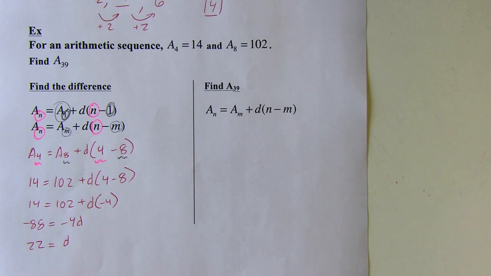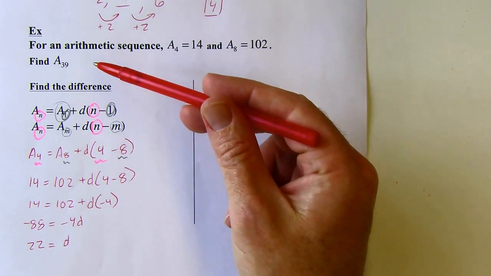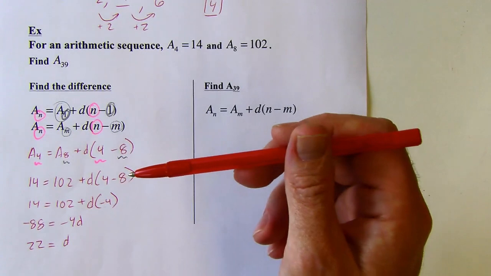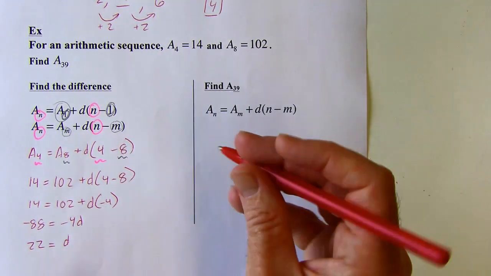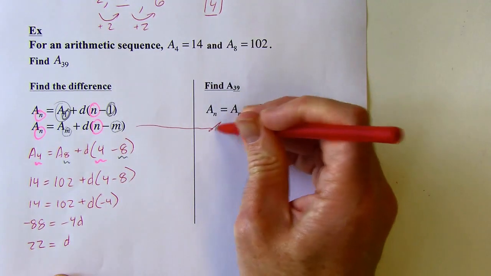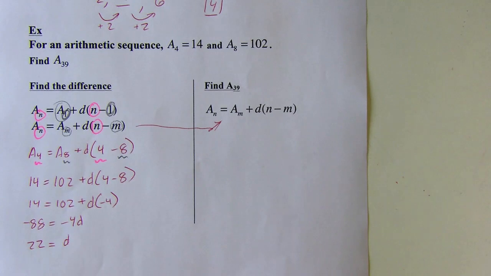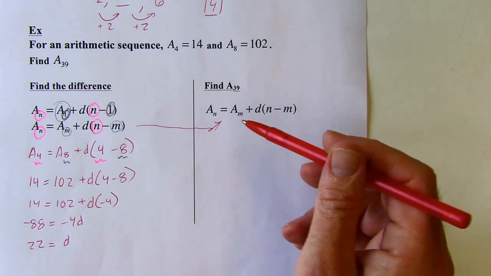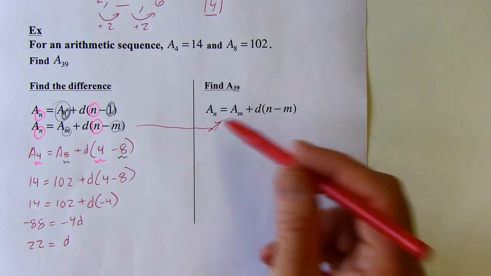I found the difference, but I'm looking for a sub 39, okay? So here's what I want to do now. I want to use this formula again. Oh, I already wrote it up there. Forgot that I had it up there. I'm using this formula because I still don't know what the first term is. I don't really need the first term though, okay?